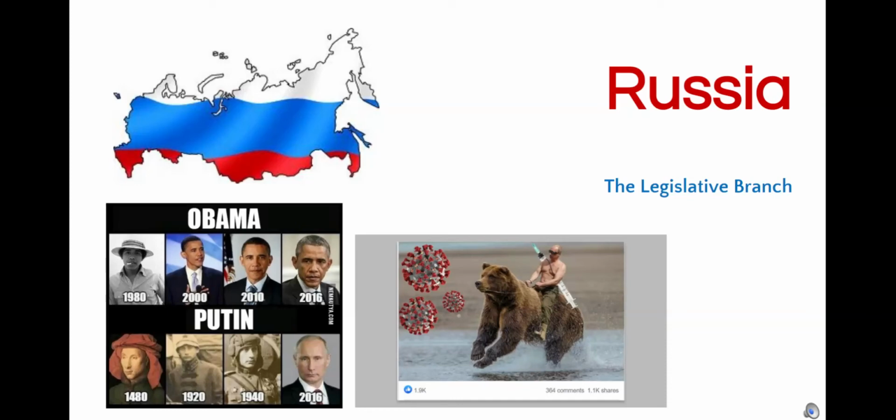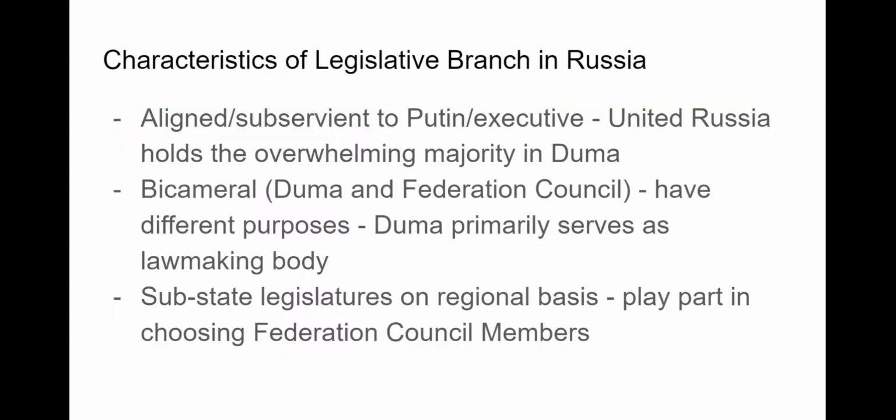All right, so in this video, we're going to talk about Russia's legislative branch. First of all, we're going to examine some of the characteristics of the legislative branch within Russia. First of all, we would say it is not necessarily a rubber stamp legislature, but definitely aligned, subservient to Vladimir Putin and the executive branch within Russia.